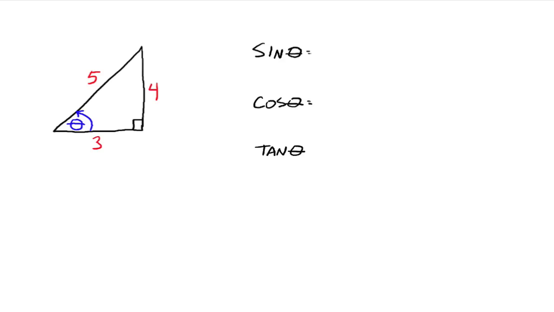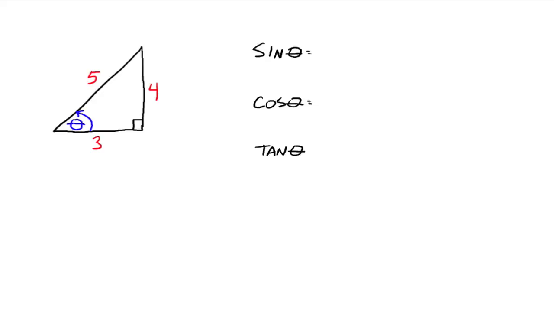S is for sine, and that's opposite over hypotenuse. C is for cosine, and that's adjacent over hypotenuse. T is for tangent, and that's opposite over adjacent. So SOHCAHTOA, however you want to say it, but we need to be able to spell it: S-O-H-C-A-H-T-O-A. It will indeed help you remember how to find the sine, cosine, and tangent of angles that are acute. So learn that acronym, and now let's try an example.